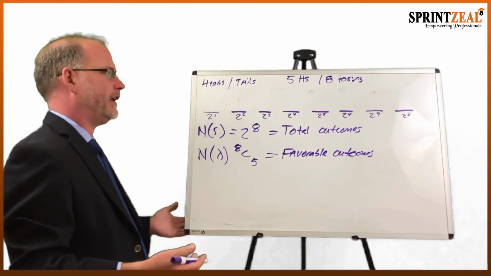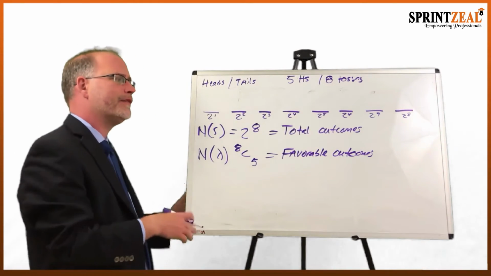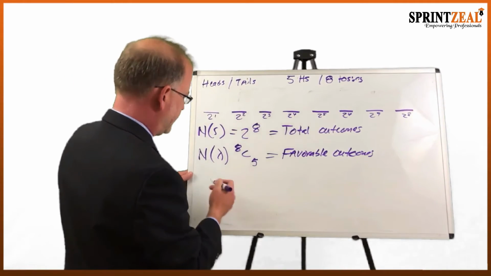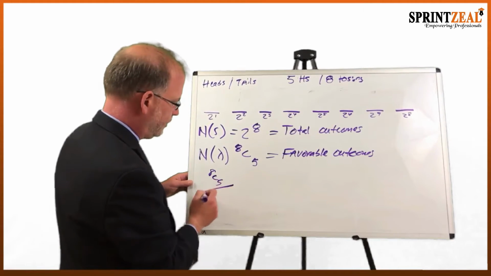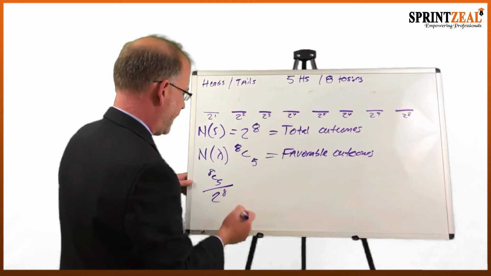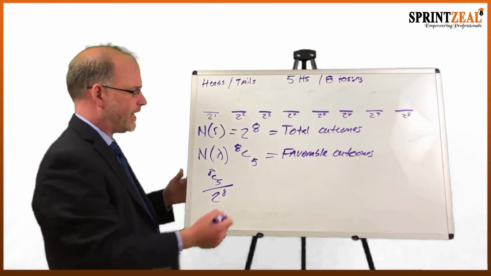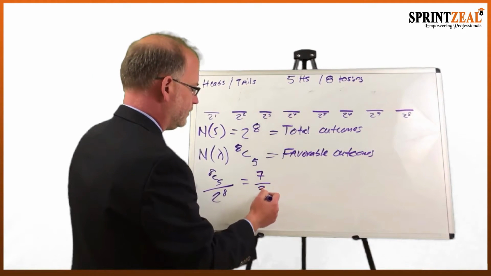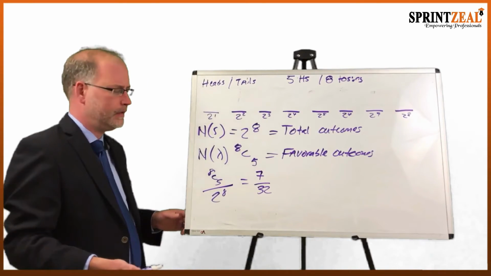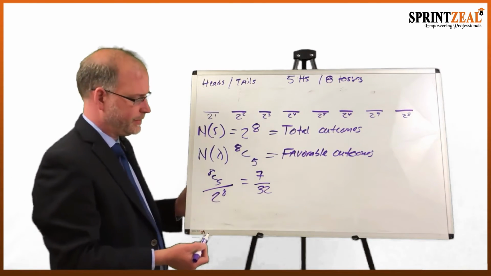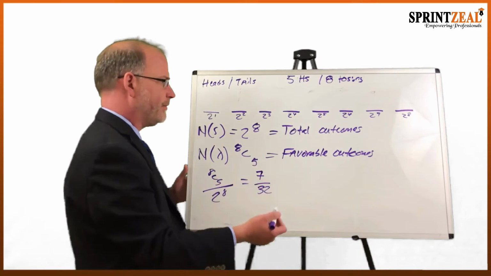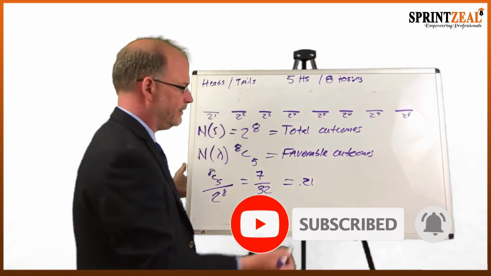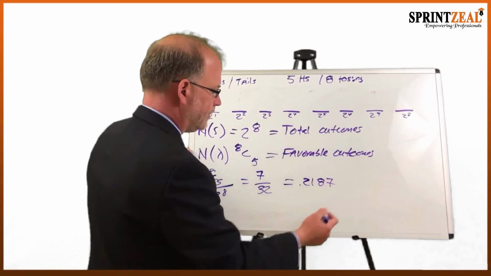So now let's do our calculation. What we have to do is take our favorable outcomes and divide that by our total outcomes. So in this case, it would be 8 choose 5 over 2 to the 8th power. Now with a graphing calculator, we would be able to figure out that this is equal to 7 over 32. Or you can use Minitab, or you can use Excel to figure this particular calculation out. Then 7 divided by 32 is equal to 0.2187, I think, is what it comes out to.